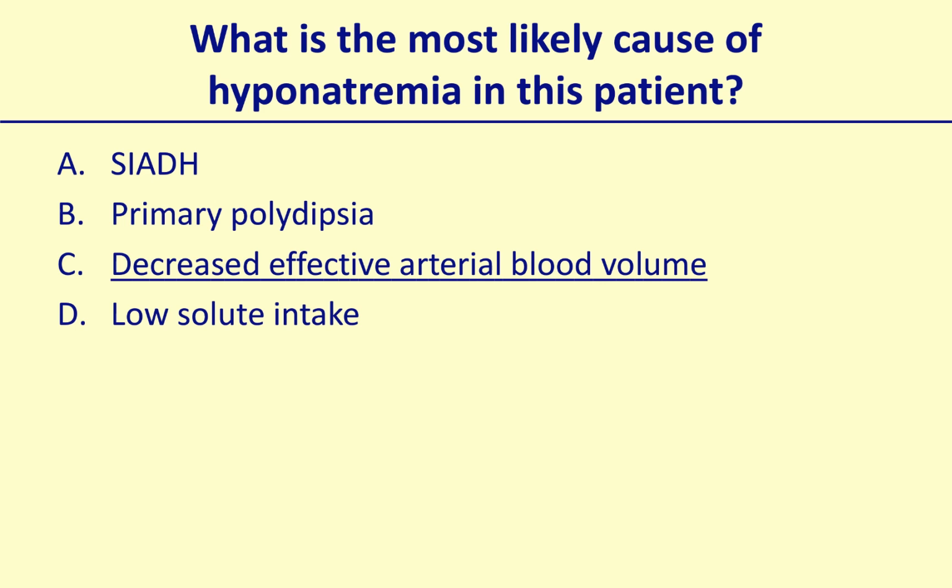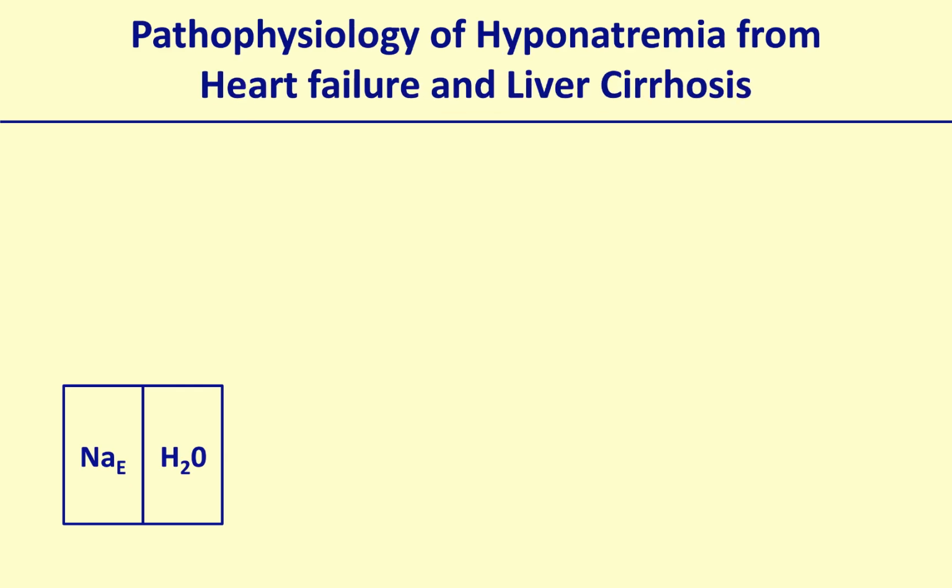So similar to the first case, the only difference is the volume status of this patient: the ECF volume is increased and the total body sodium is increased. In the first case, total body sodium was decreased, ECF volume status was decreased. But they both have low effective arterial blood volume. So how does this happen? So let's examine what happens in the hyponatremia of heart failure and cirrhosis. And they have a similar mechanism.